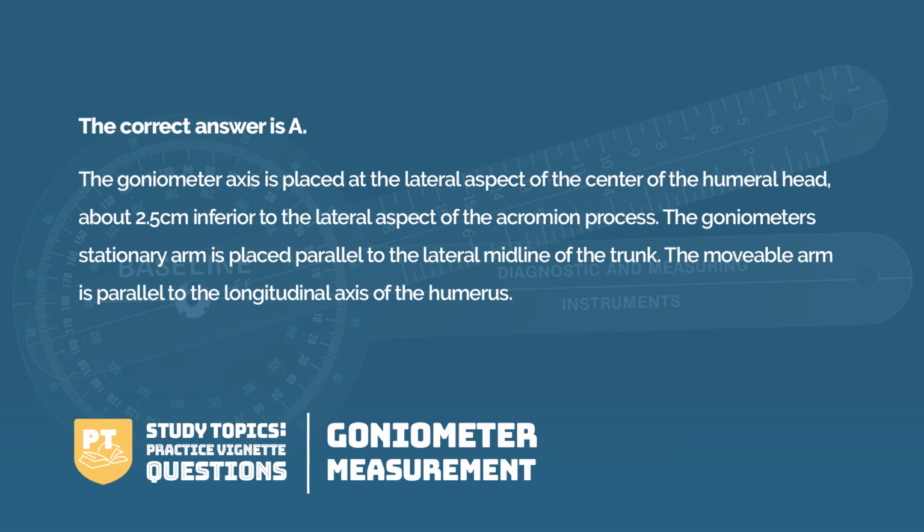And so it should be placed at the lateral aspect of the center of the humeral head, about 2.5 centimeters inferior to the lateral aspect of the acromion process. Now, the goniometer stationary arm is placed parallel to the lateral midline of the trunk, and the movable arm is parallel to the longitudinal axis of the humerus. Now, as important as it is to be able to visualize this, you really want to be able to remember it as it's written down, because on your written exam, there's likely no pictures.